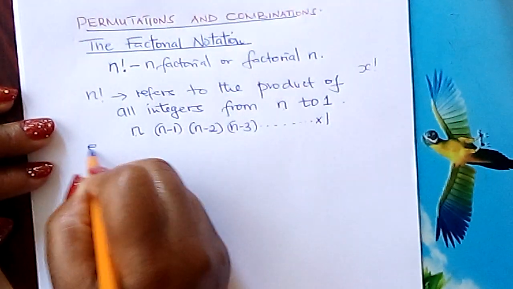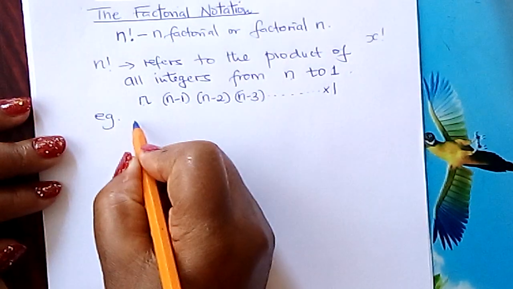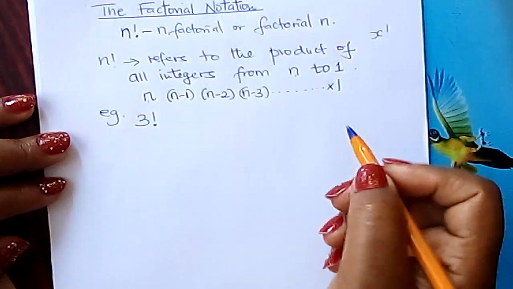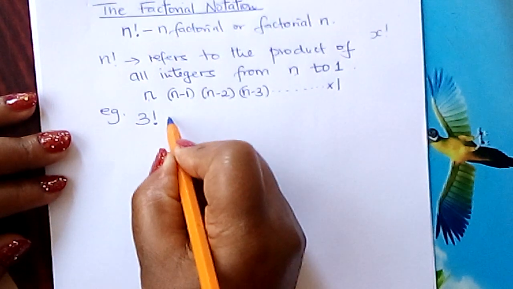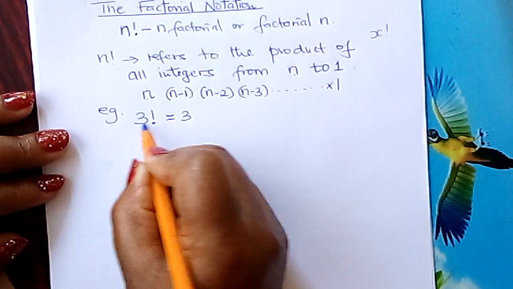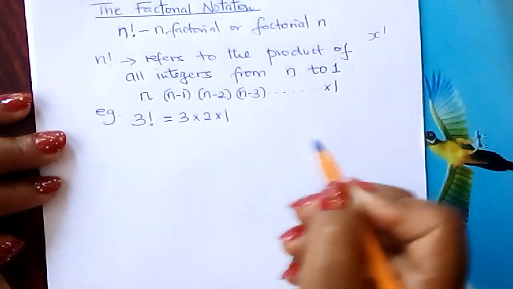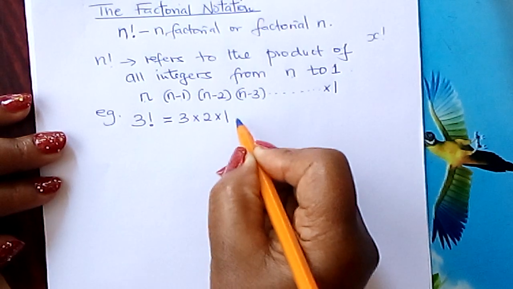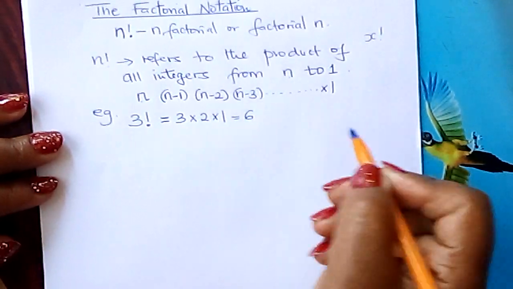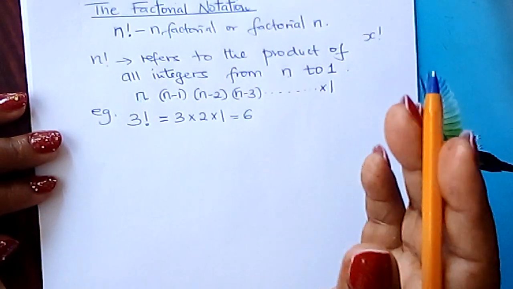Let us look at some examples. For example, what is 3 factorial? 3 factorial, learner, refers to the product of 3, you start with 3, then you talk of 2, then times 1. So 3 times 2 times 1, which is 6. So when you talk about 3 factorial, it simply means 6.